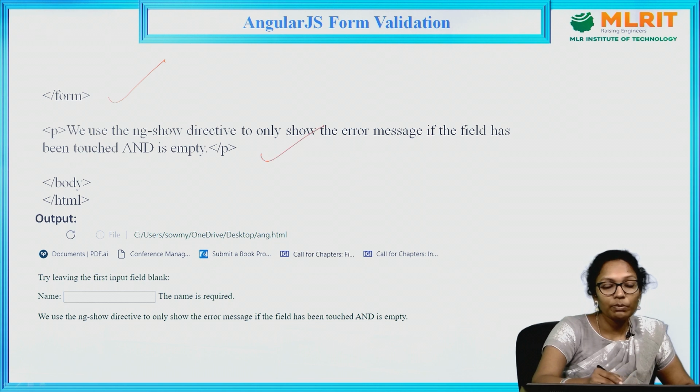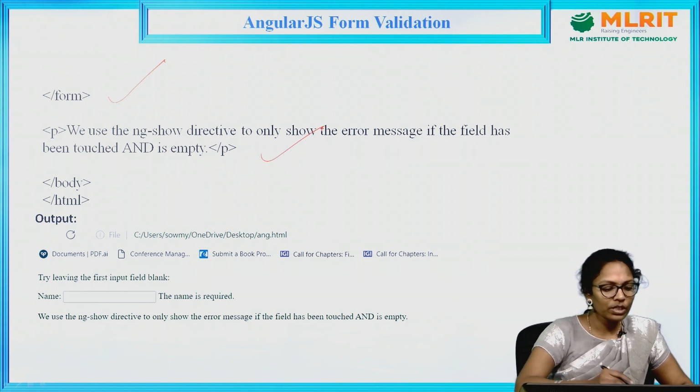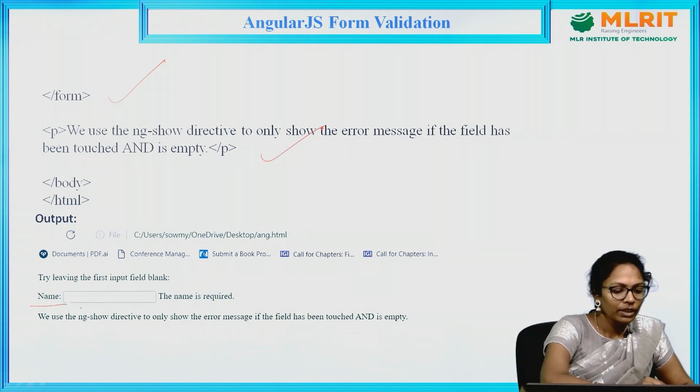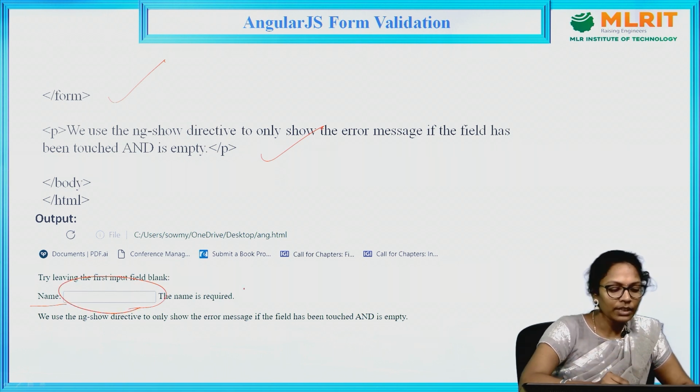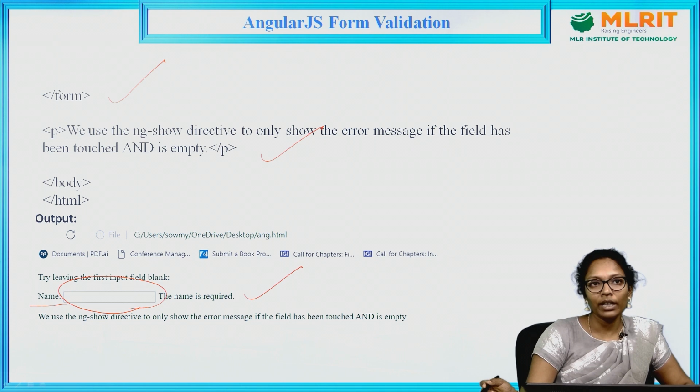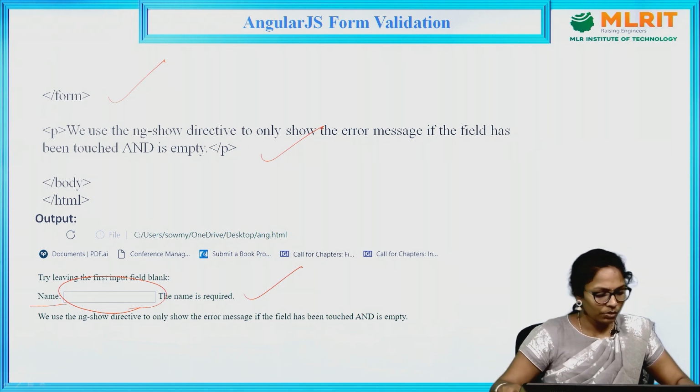Then I am giving some paragraph message here. So this is the output I will get. Nothing is there in the name. But if you touch this and it is empty, then the message will be spanned: the name is required. So we'll try to execute this.